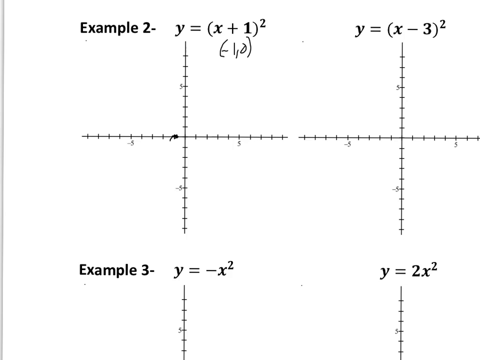And apply our techniques. Right 1, up 1 squared. Right 2, up 2 squared. Left 1, up 1 squared, and left 2, up 2 squared.